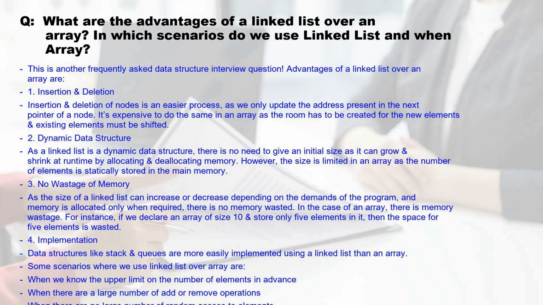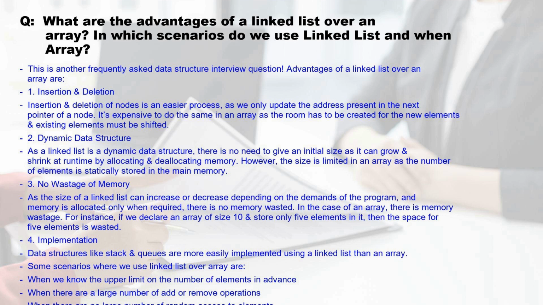4. Implementation. Data structures like stacks and queues are more easily implemented using a linked list than an array. Some scenarios where we use a linked list over an array are: when we don't know the upper limit on the number of elements in advance, when there are a large number of add or remove operations, when there are not a large number of random accesses to elements, when we want to insert items in the middle of the list, such as when implementing a priority queue.